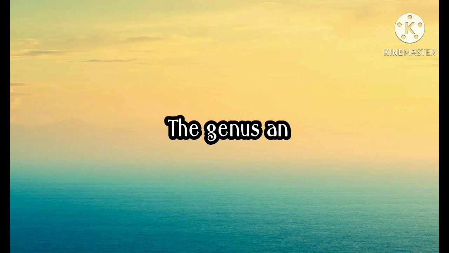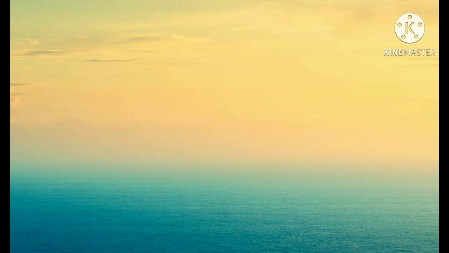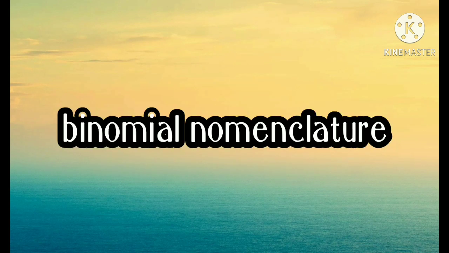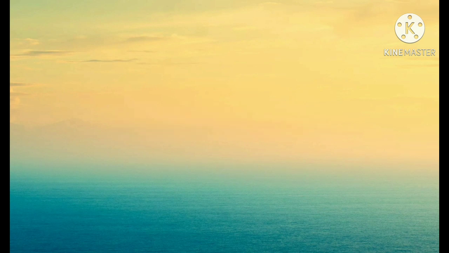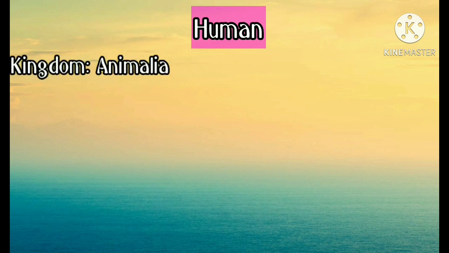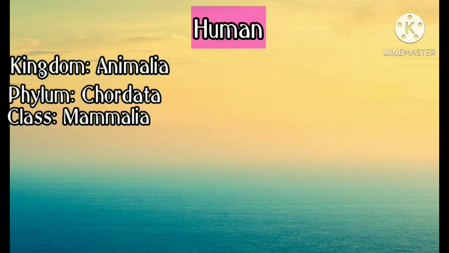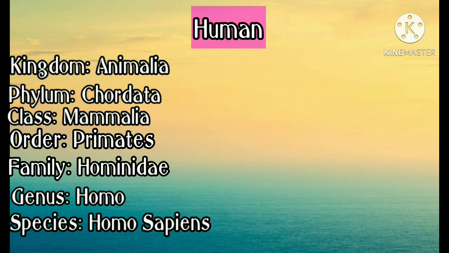The genus and species that an organism belongs to are how an organism receives its scientific name. This naming system is called binomial nomenclature and was invented by a brilliant biologist named Carl Linnaeus. An identified species is placed into a specific group in each of these categories. For example, the taxonomic classification of human is Kingdom Animalia, Phylum Chordata, Class Mammalia, Order Primates, Family Hominidae, Genus Homo, Species Homo sapiens.